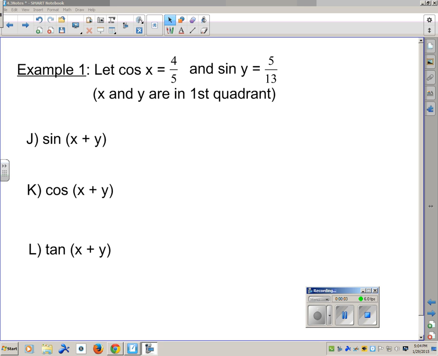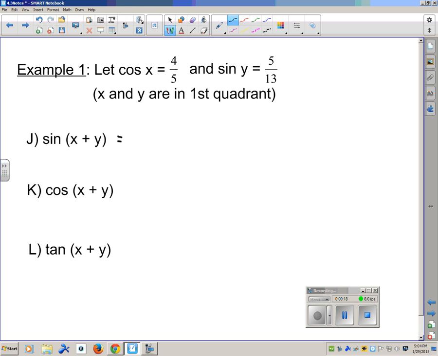So we started looking at the addition and subtraction formulas. Well, now let's follow this through. This does not mean the sine of x plus the sine of y. You cannot distribute the sine through the parentheses. We talked about that at the very beginning of the first video.